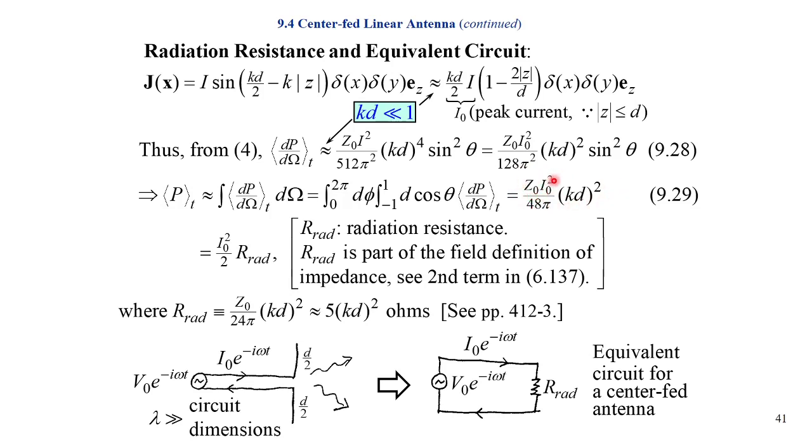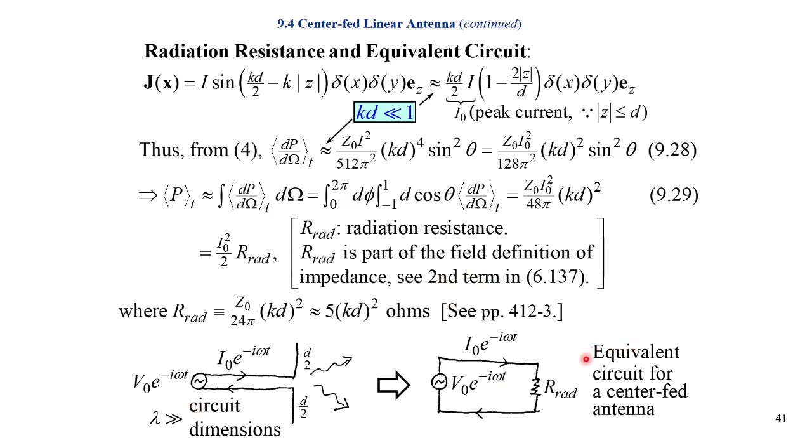Z0 I0 square over 48 pi kd square. So power can be written into this form: current square over 2 times R. So R can be considered as radiation resistance, R rad, the subscript just indicates it's a radiation resistance. The power will radiate, just like the energy will become smaller. So just like energy consumption, incident energy, incident current, voltage, and it will radiate. Okay? See second terms.